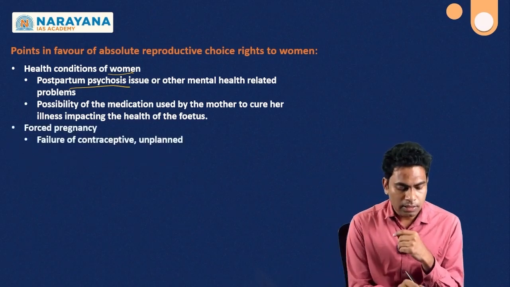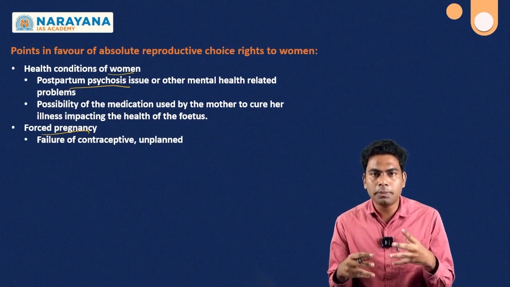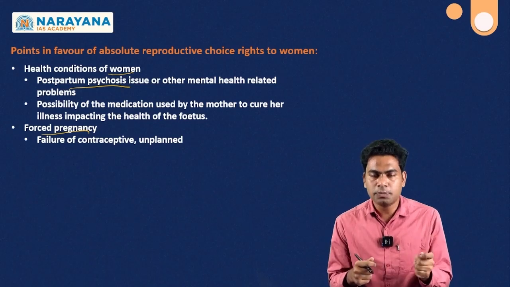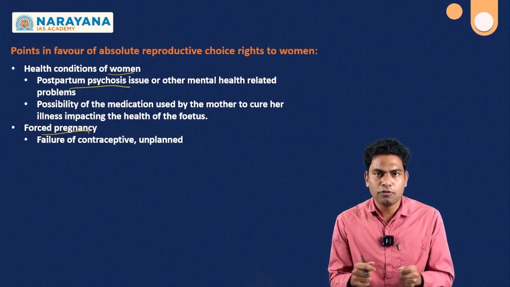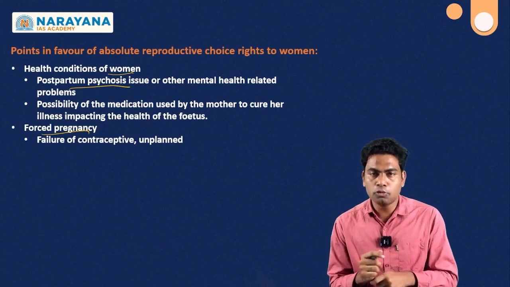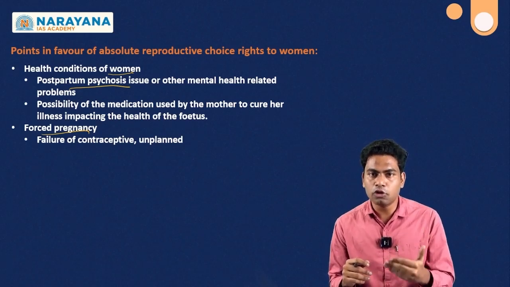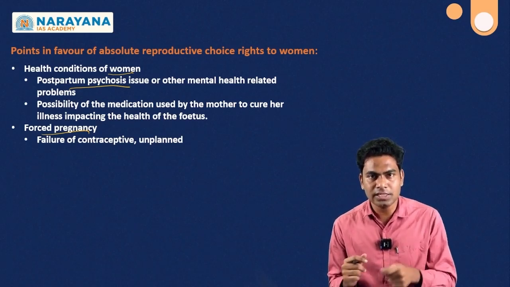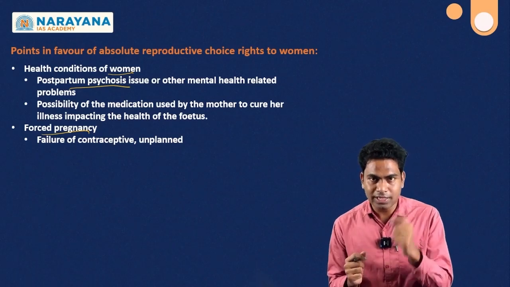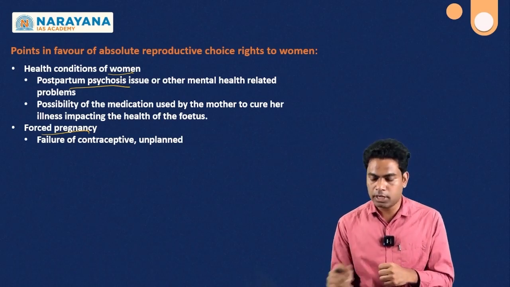Next is the forced pregnancy. The possibility that the pregnancy might not be planned, or the sexual interaction between the husband and wife might lead to a child which they might not have planned. And the contraceptive measures that they have taken might not have worked, which ultimately led to conceiving a child. So these conditions are also to be looked into before taking a decision on the reproductive right choice of the woman.